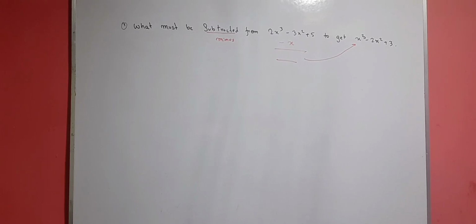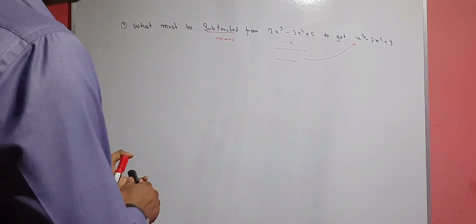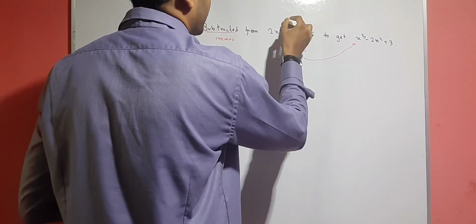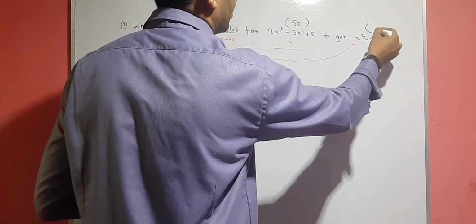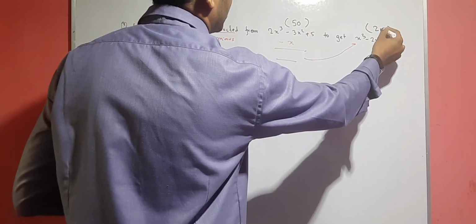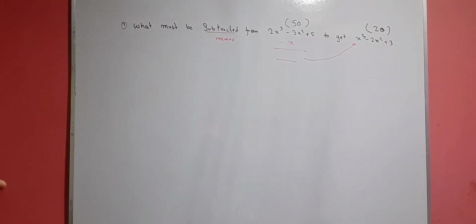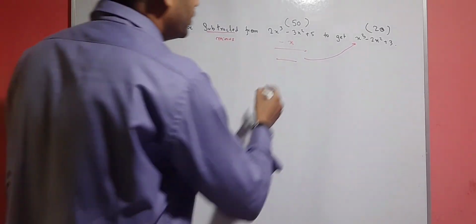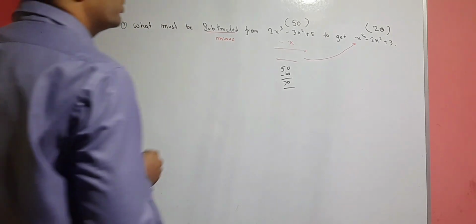Understood? Okay. So again I'll try to make it simple. What must be subtracted from 50 to get 20? Now tell me, sir, what must be subtracted from 50 to get 20? So 30, sir. How you got your answer? So 50 minus 20 is your 30. That's what I'm trying to say.